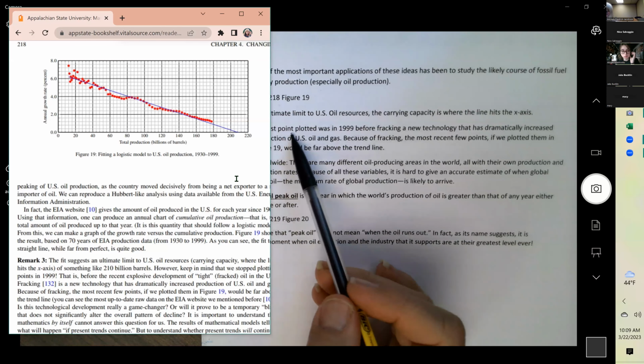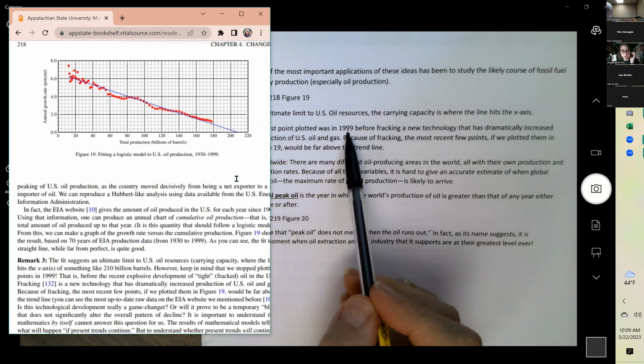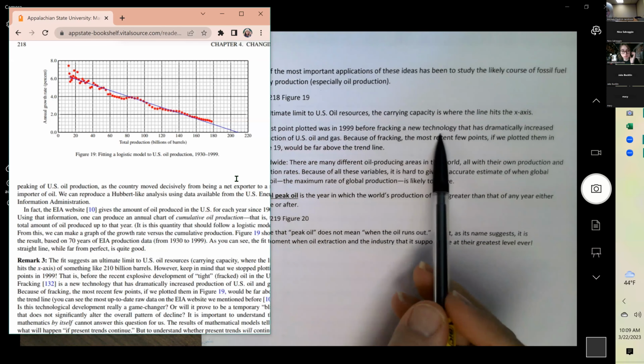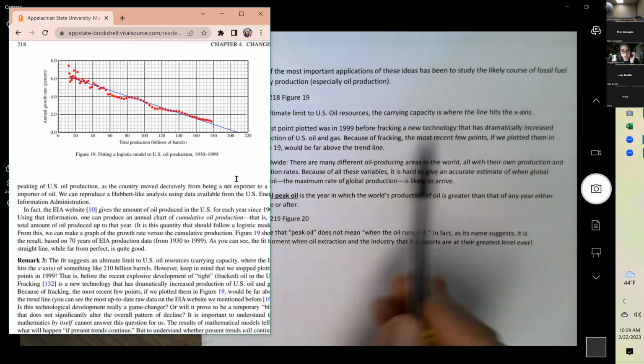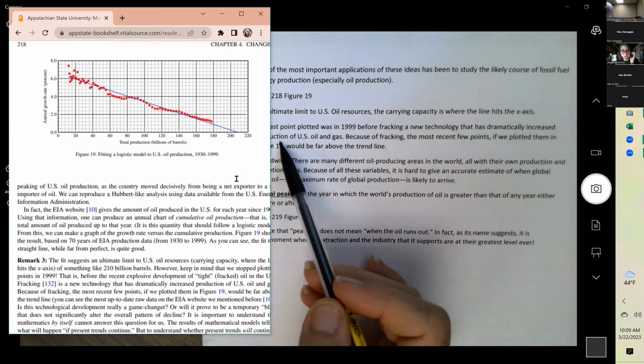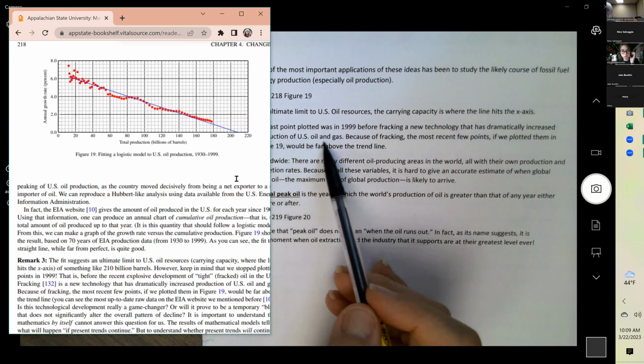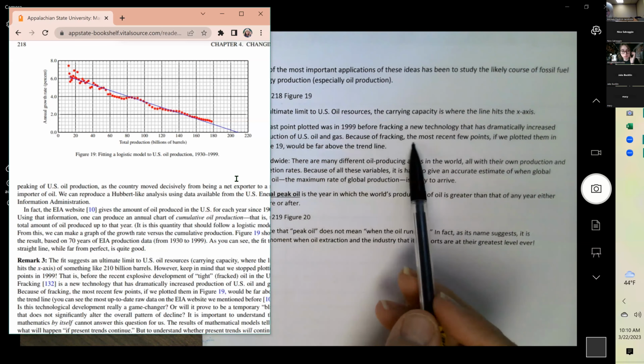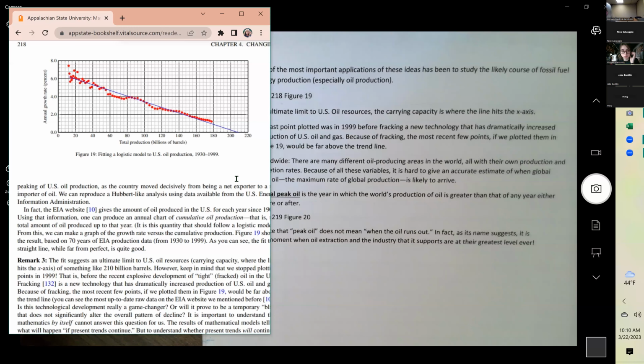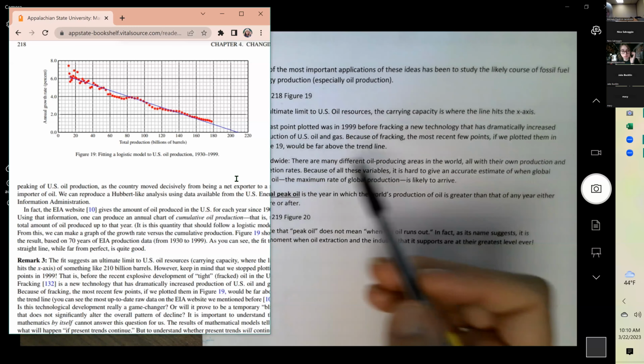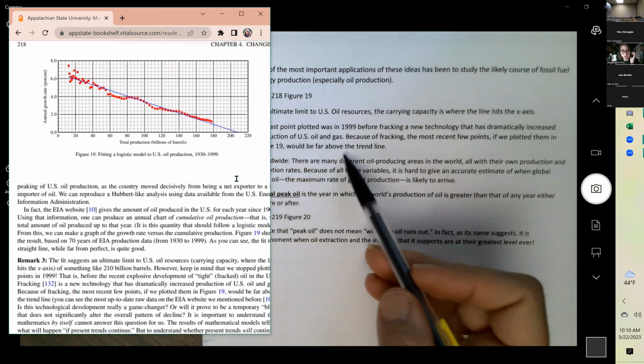The last plotted was in 1999, before fracking, a new technology that has dramatically increased production of U.S. oil. Because of fracking, most of the recent few points, if we plotted them in figure 19, would be far above the trend line.